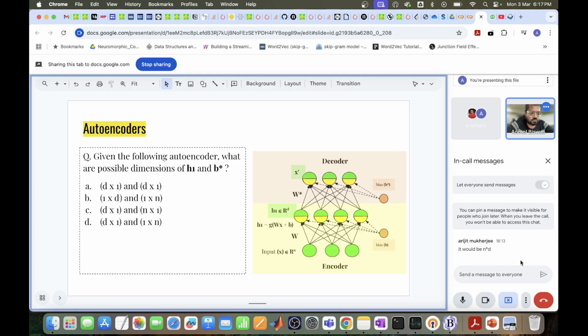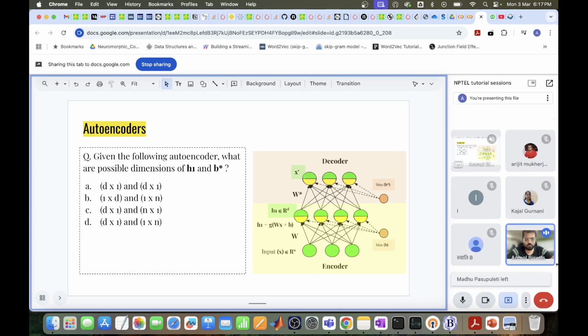No one has answered, but still, let's carry on. Like I said, based on the previous discussion, it should be fairly straightforward, right? Previously, we found out from the given data that h1 is d-dimensional. The only thing is whether it is a row vector or a column vector. In fact, all of the activations seem to be column vectors, right? That's why they come after the weight matrix. So everything is a column vector, which means h1 must be d by 1.